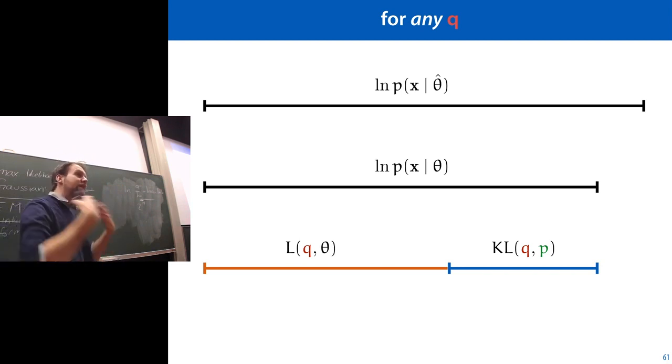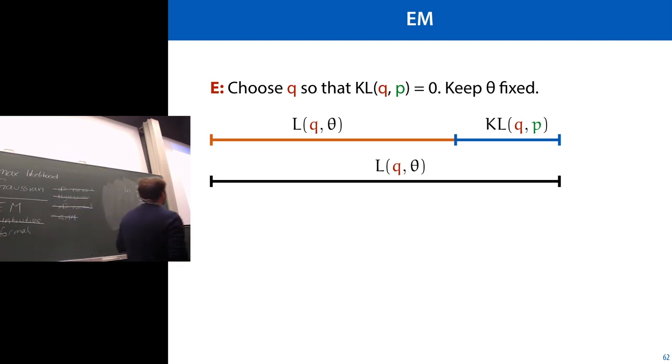So now we can restate the expectation maximization algorithm in these two steps. First, the expectation step: choose Q given some arbitrary theta. Choose Q so that the KL divergence is 0, but keep theta fixed, right? Because this holds for any Q, we can move Q around and it will keep the length of the bar the same, but it will just move this middle bit around.